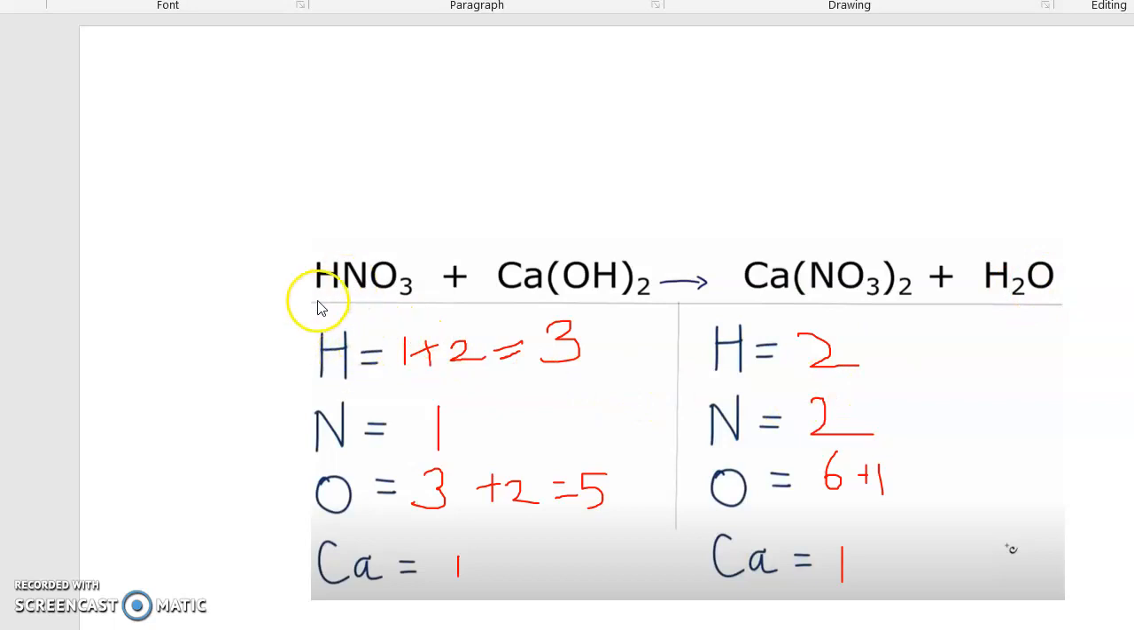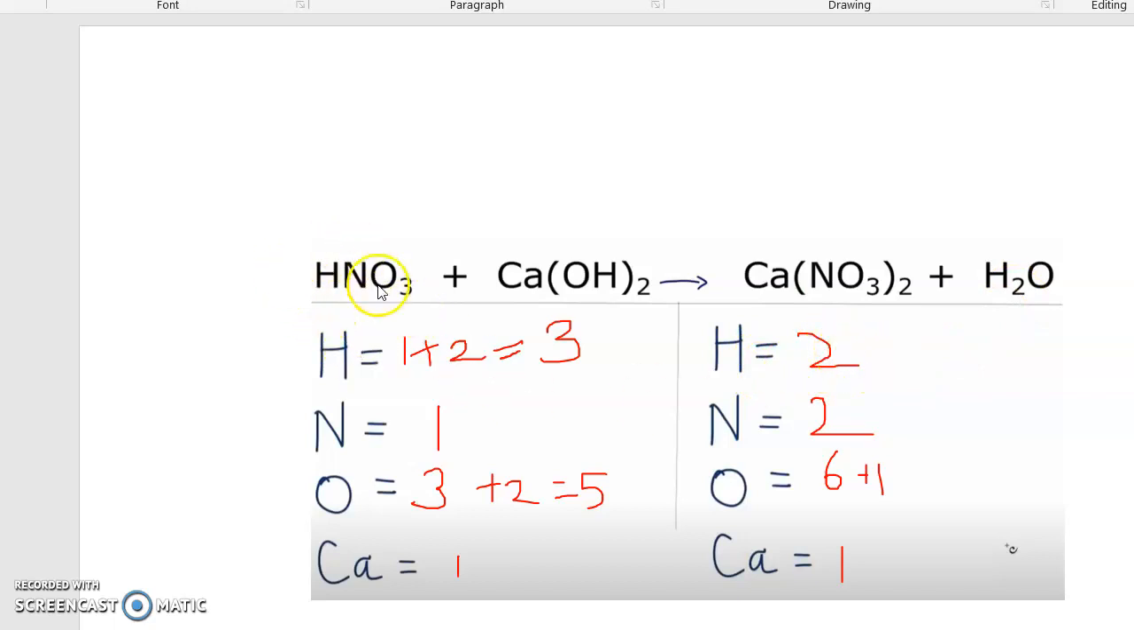Here, hydrogen on the reactant side and product side. Reactant side: 1 hydrogen plus OH twice, so you have 2 hydrogen. So 1 plus 2 is equal to 3, 3 hydrogens on the left hand side. On the right hand side, in water you have 2 hydrogen. So H is equal to 2.